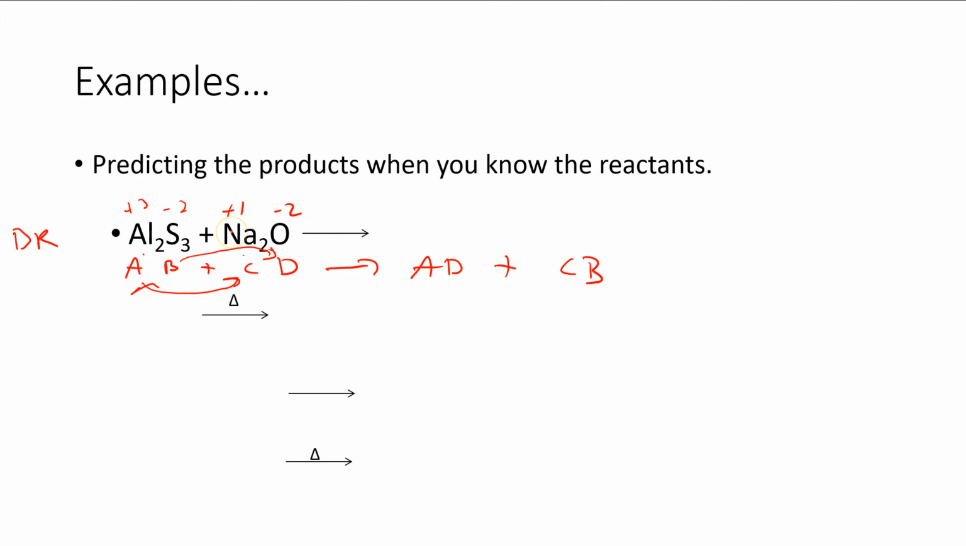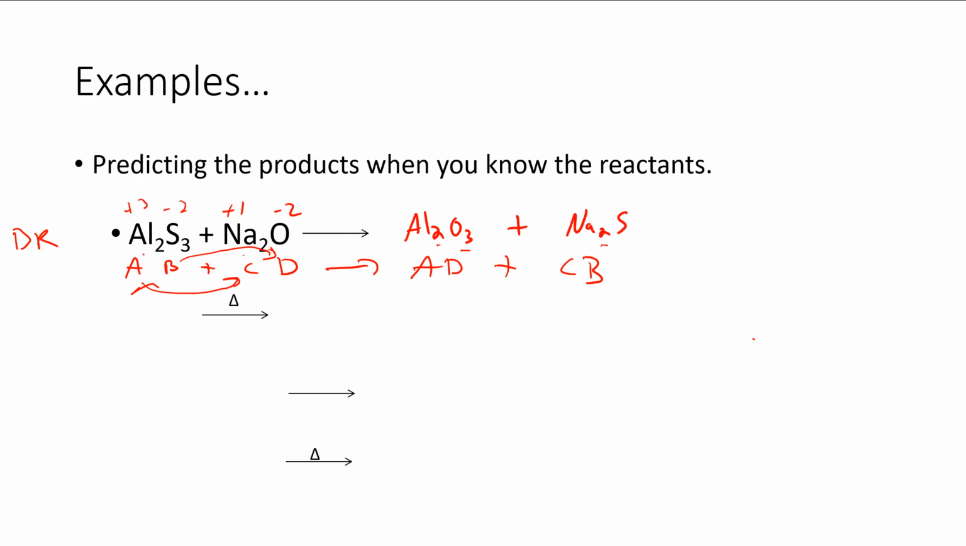Now, it helps to know the charges so that we can also correctly write the product. So I'm going to form aluminum oxide, which would look like this, Al2O3, and sodium sulfide, right? So notice the cation, positive, always goes first, the anion goes second, right? And I'm also adding those little subscripts to make sure we create neutral compounds.